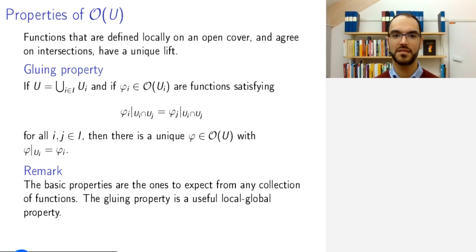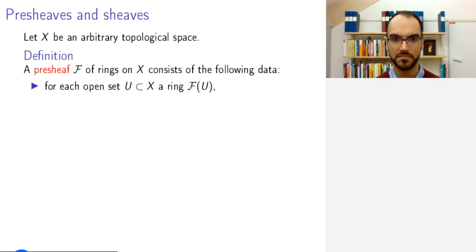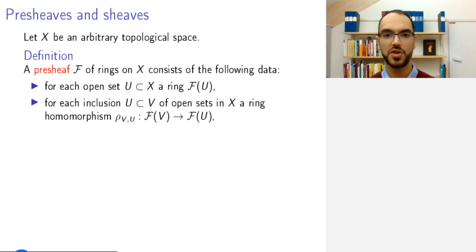And now let us extract these properties to a general definition. So now we're looking at an arbitrary topological space X, and we define a presheaf of rings on X to be the following. First, it is a collection of rings, one ring for each open subset of X. So this is why it's called a presheaf of rings. And then you want this to be coherent. So for each inclusion of open sets, you want a ring homomorphism from the ring of the bigger open set to the ring of the smaller open set.